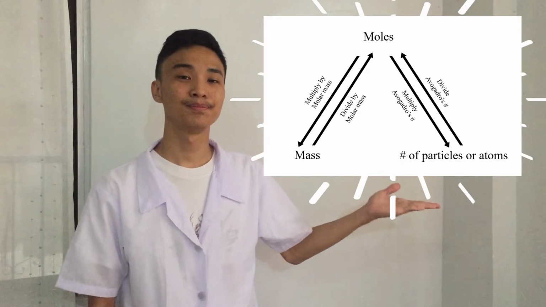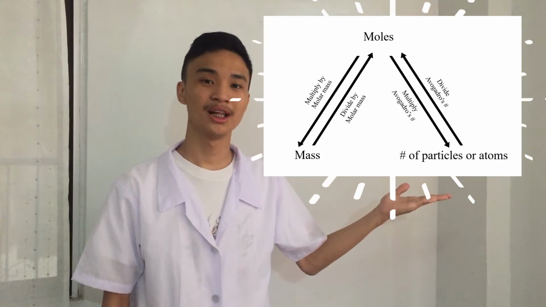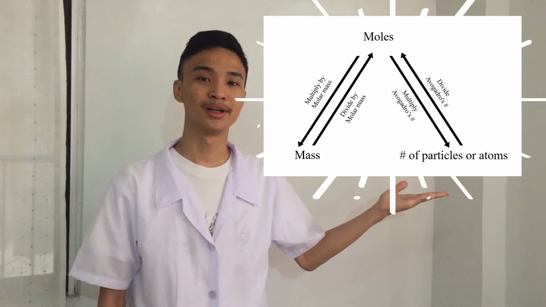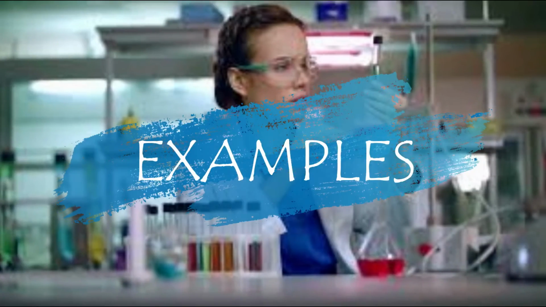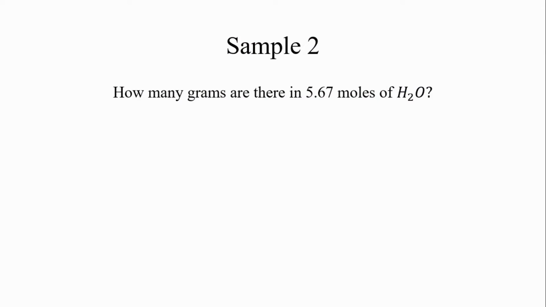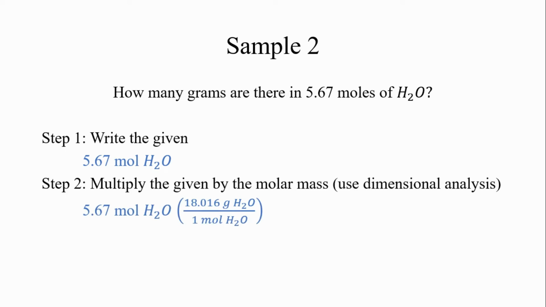We have to multiply the mass of the given element to its corresponding molar mass according to the periodic table. Sample number 2. How many grams are there in 5.67 moles of H2O? Step 1. Write the given. Step 2. Multiply the given by the molar mass.